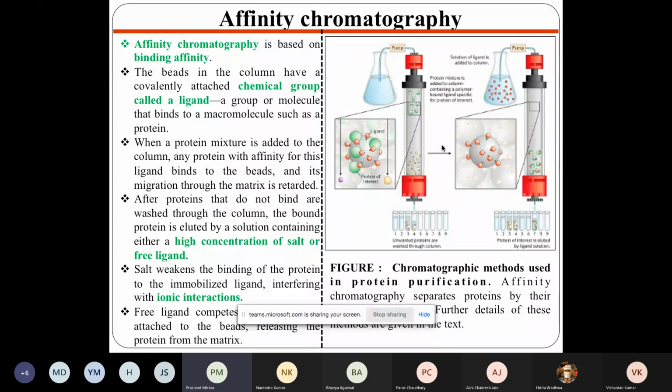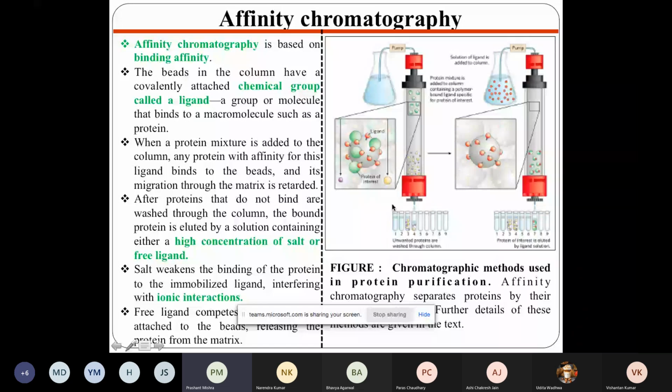For example, I have also given the example that you have known about lectin. What does lectin do? Lectin binds with a specific glucose molecule or specific carbohydrate molecule. So if I choose a carbohydrate as a ligand, what will happen? The lectin will bind here and the rest will be removed from the column.